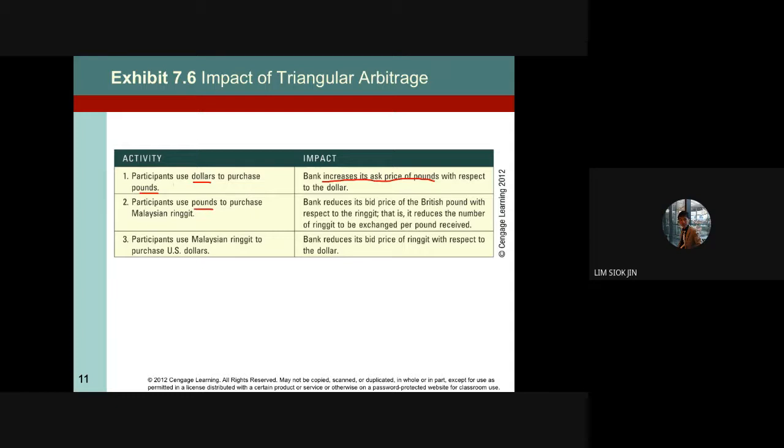And then when you use pound to buy ringgit, what will happen? The bank now will have a lot of pound, so they don't want pound anymore. So they will reduce the price of pound and probably increase the price of ringgit so that they want to buy less pound. And thirdly, when you use ringgit to buy US dollar, that particular bank will reduce the price of ringgit, because now they have less dollar, more ringgit. So they don't want ringgit, they reduce the price. So when all this impact happens at the same time, you will notice that your arbitrage will diminish.